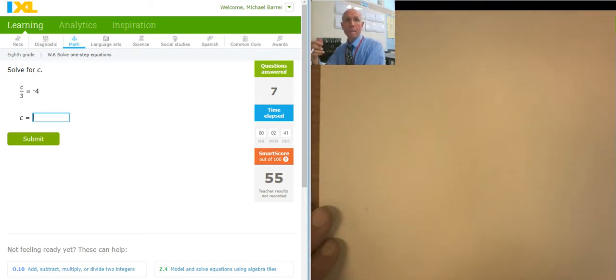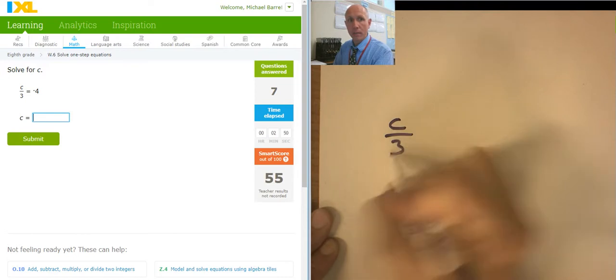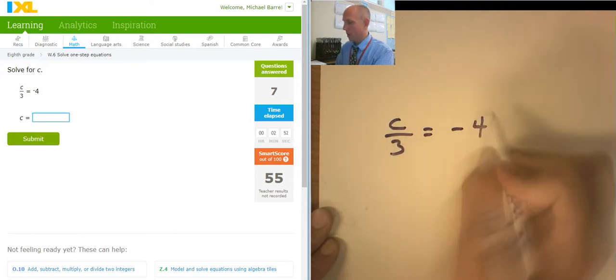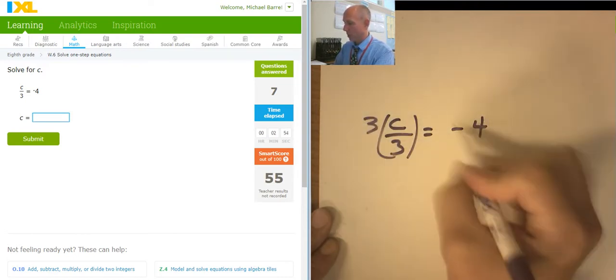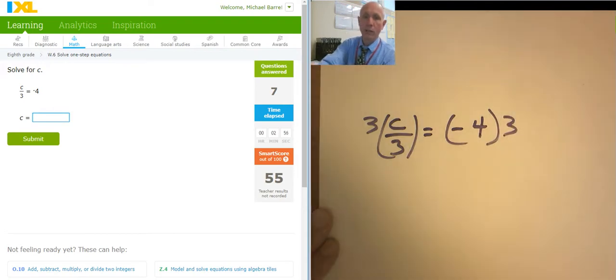I know a lot of you can do this in your head, but I want you to practice the logic here because we're going to ramp it up to more complex equations. C over 3 equals negative 4. I'm going to multiply both sides by 3. That's going to give me negative 12.